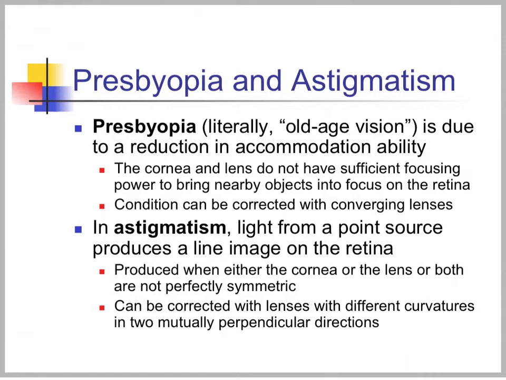And then there's also astigmatism. Light from a point source produces a line image on the retina. And it's produced when either the cornea or the lens or both are not perfectly symmetric. But you can correct for an astigmatism with lenses with different curvatures in two mutually perpendicular directions.